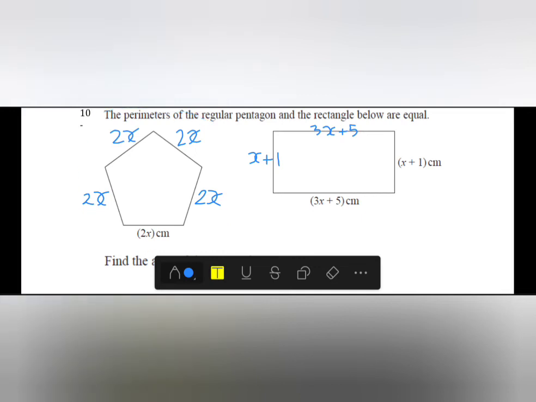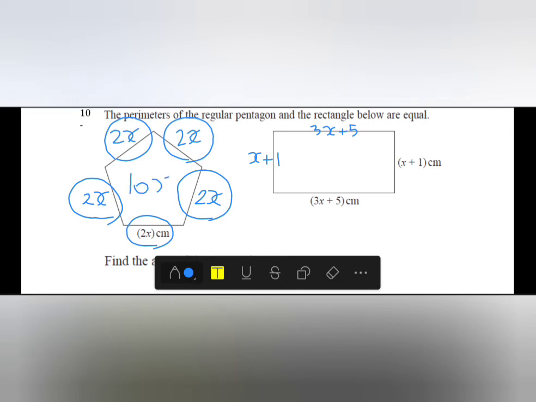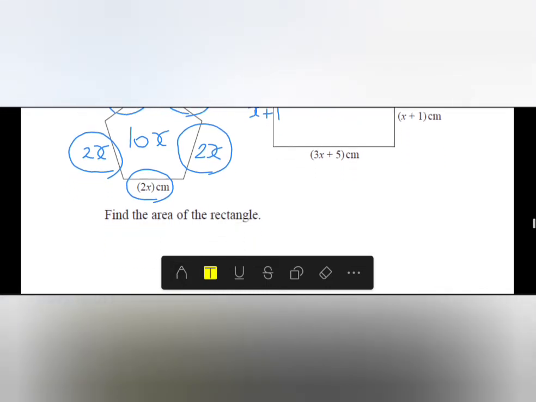So to add them together, they're going to be what? Very good. When you add, you don't change the power. You only change the coefficients. So you add the coefficients together. So 2 plus 2 is 4, and then 6, 7, 8, 9, 10. So we have 10x here. So the perimeter of the pentagon is 10x. Now we're going to write it here, 10x.